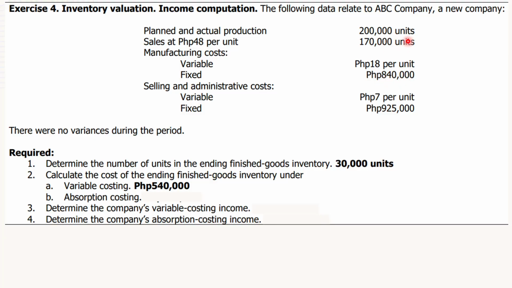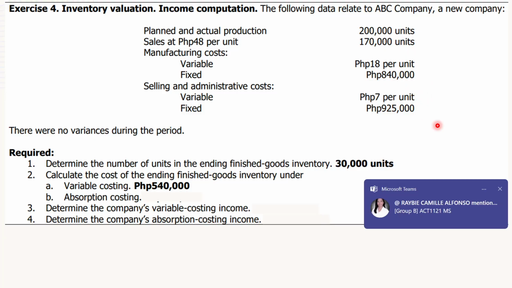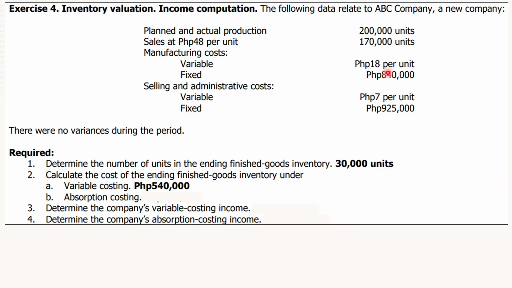But under absorption costing, the fixed manufacturing overhead would also be included as product cost. 840K divided by 200,000 is 4.20. 4.20 plus 18 is 22.20. That would give you 30,000 times 22.20, 666,000.